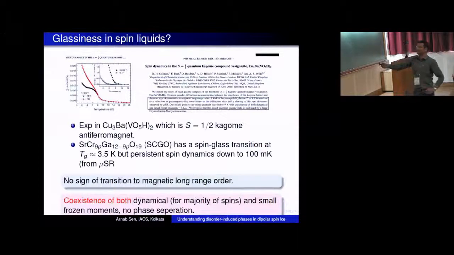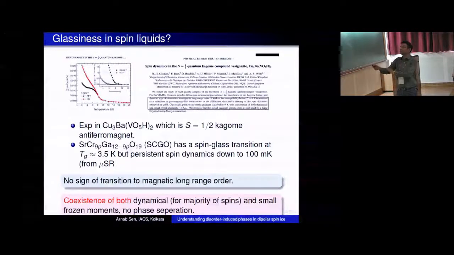And there are several experiments which have seen things like that. I'm just flashing some. But for example, even in this very well-studied SCGO compound, people have seen that there is this spin glass transition at a much lower temperature compared to the Curie-Weiss temperature. But even when one goes much below this putative spin glass transition temperature, local probes actually tell you that there is persistent spin dynamics going on till a very low temperature scale.